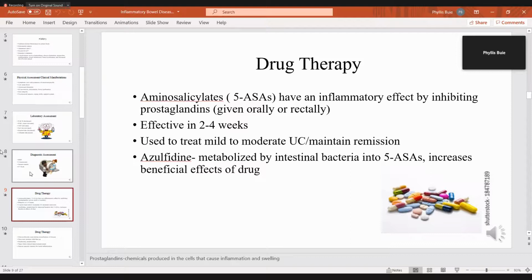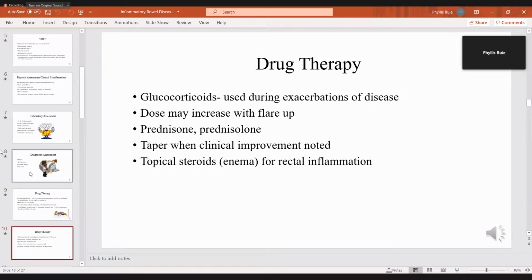Zolpidem is also another medication that is used, and it is metabolized by the intestinal bacteria, and it actually increases the effectiveness of the aminosalicylates. So it can be used with those drugs as well, because it helps with increasing the benefits of the drugs.